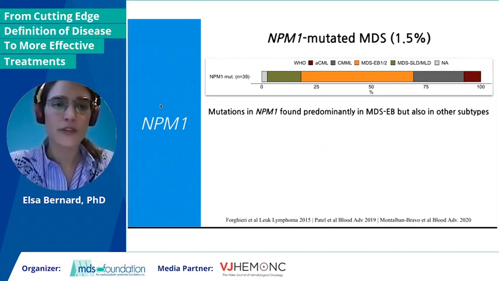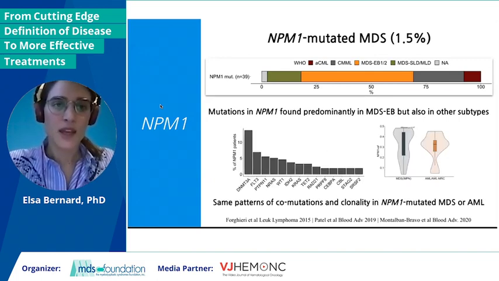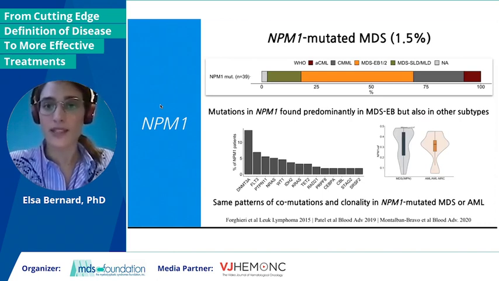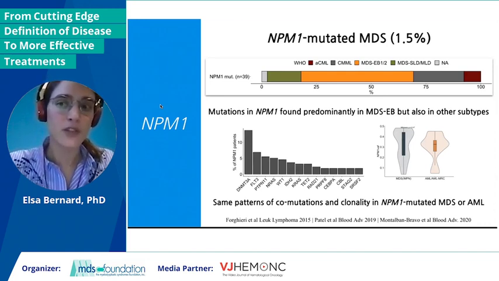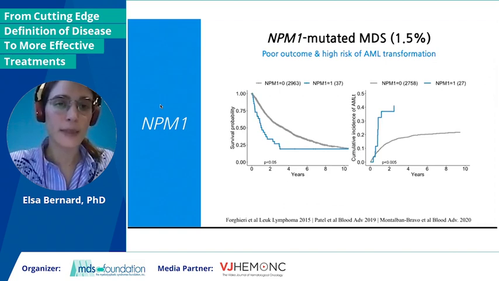And they are predominantly found in MDS with excess blasts, but also in other subtypes such as MDS-SLD and MLD. They are virtually identical between MDS and AML with regard to patterns of co-mutation, predominantly DNMT3A, FLT3 or other signaling genes, and also with respect to clonality.